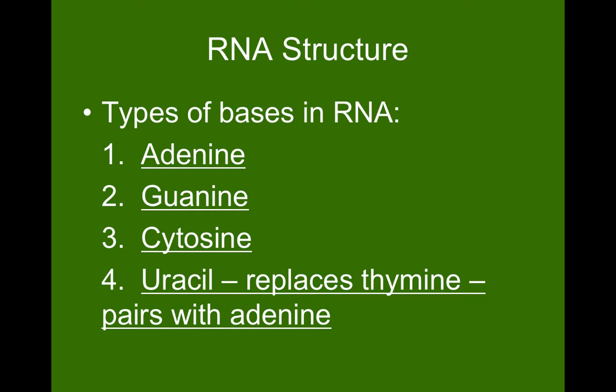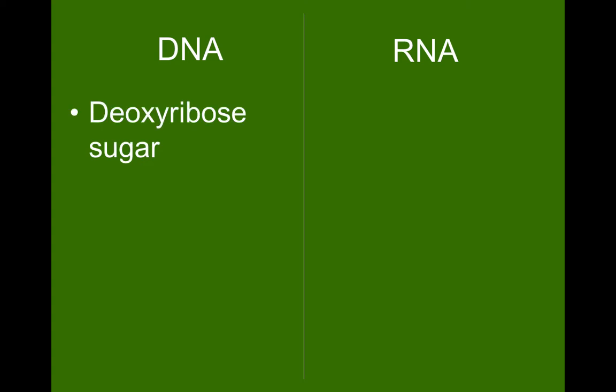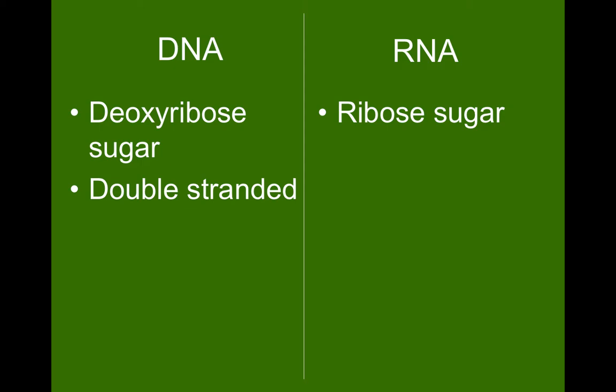So let's take a couple minutes here and compare and contrast some of the differences. We just highlighted one, but there are others between DNA and RNA. Okay, so the first one here is that DNA has deoxyribose sugar, whereas RNA has ribose sugar. DNA is double-stranded. There are two strands that are paired up, whereas RNA is actually always single-stranded, so it looks a lot different.